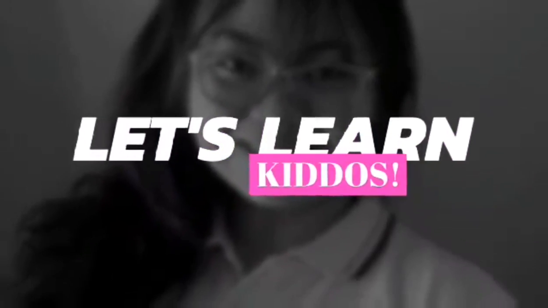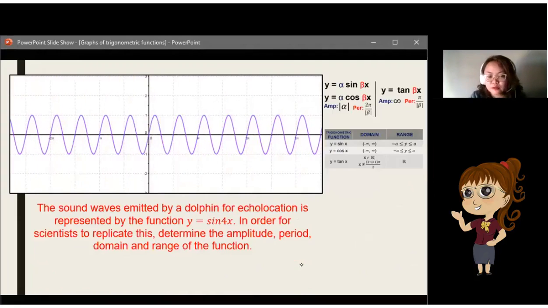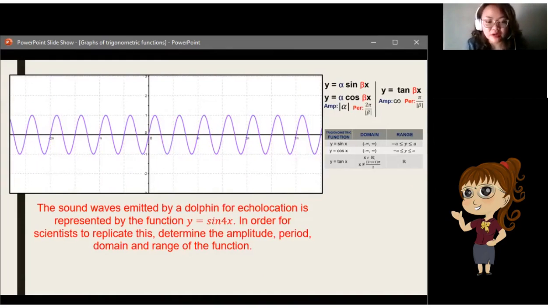Got my statement. This is a sample of a word problem. Remember, after every lesson, you are making one word problem, diba? So in this word problem, you are asked, let's read the word problem po. The sound waves emitted by a dolphin for echolocation is represented by the function y equals sine 4x. In order for scientists to replicate this, determine the amplitude, period, domain, and range of the function.